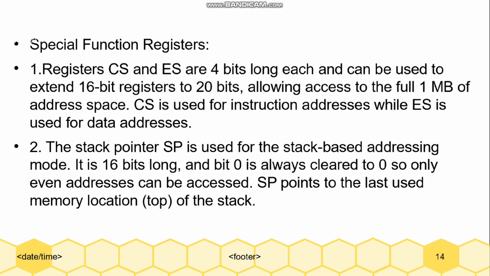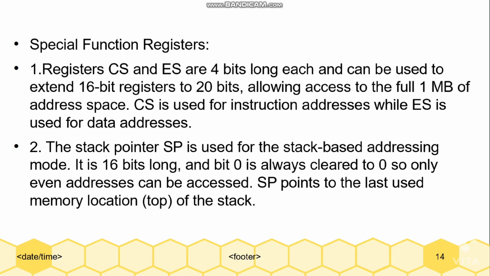Special function registers. Registers CS and ES are 4 bits long each and can be used to extend the 16-bit registers to 20 bits, allowing access to the full 1 megabyte of address space. So 2 power 16 is 65,536. Then 2 power 20 is 1,048,576, which is the whole memory space. So if we extend those 4 bits, we can access the whole memory space in terms of mapping. CS is used for instruction addresses, while ES is used for data addresses. CS means code segment, ES means extra segment.